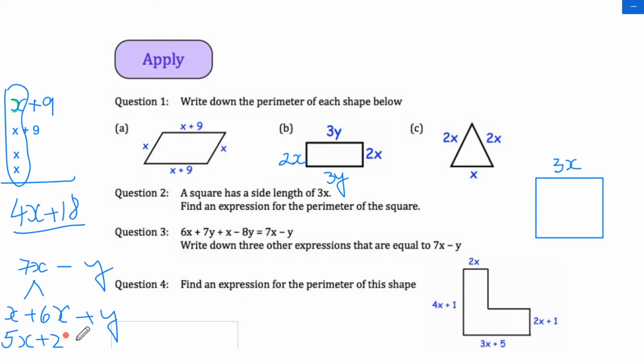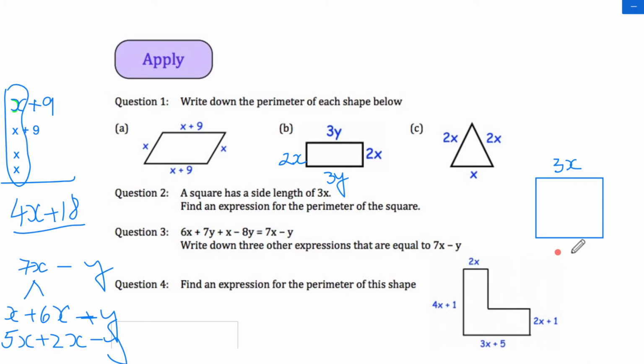Or I can write it as 5x plus 2x minus y. Sorry, because this is supposed to be minus. Or you can find other ways. You can also write the y. You can even do it as 9x minus 2x. Okay? So there's many ways for you to get this number. So that's what you should be doing.